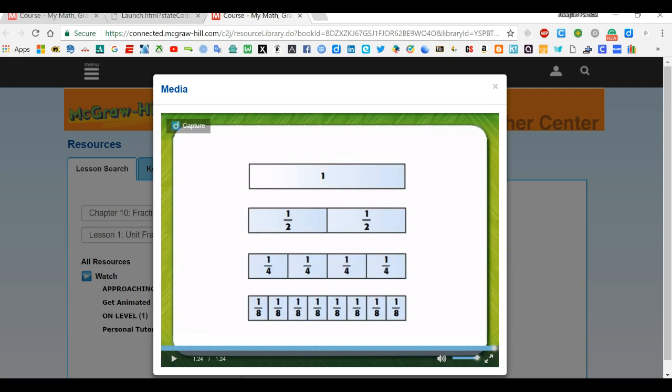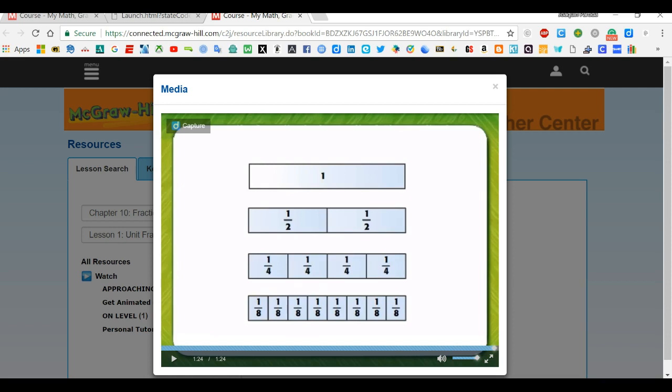So let me ask you this. I have one whole, right? Okay, so how many halves make that? Two. Okay, how many eighths make one whole? Eight of them. Okay, I have 1, 2, 3, 4, 5, 6, 7, 8. Okay, and then how many fourths make a whole? Four.